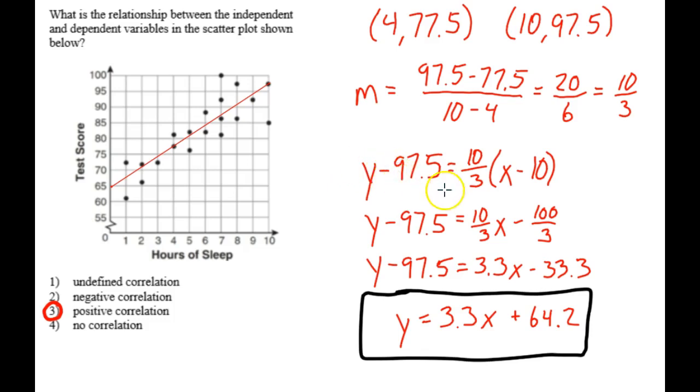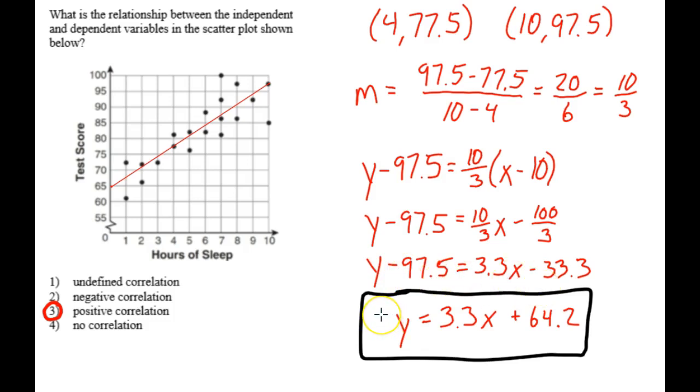So I got y minus 97.5 equal to 10/3 times the quantity x minus 10. Use the distributive property, and that got me to my next step. At this point, I had a decimal and I had fractions. We either want all of our values to be written as decimals or fractions, so I decided to get the decimal approximations for my fractions. And then the last step was to add 97.5 to the other side.